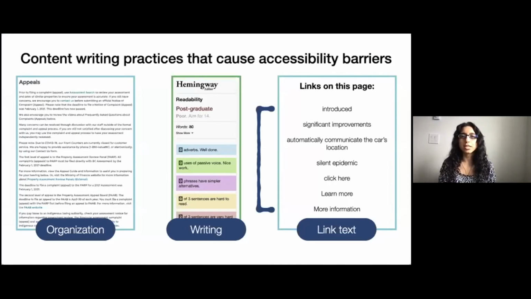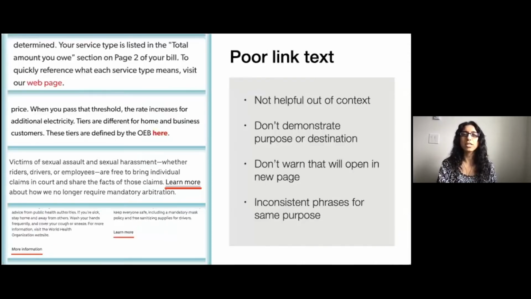So the third aspect of your writing practices that could be problematic for your users is link text. If you look at the first two, organization and writing, these are larger principles that should be applied throughout all of your web content. This last one, link text, is a little bit more specific, but it is worth calling out specifically because it's really important for users who are using assistive technologies that this one be done correctly. So let's take a look at some examples of poor link text.